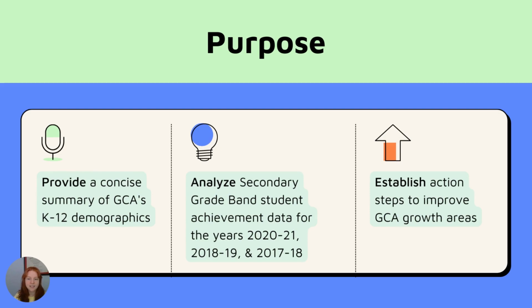So the purpose is I'm going to provide a concise summary of the Georgia Cyber demographics, K through 12. I will analyze the secondary grade band student achievement data, specifically with the EOC in the years 2020 to 2021, 2018 to 2019, and 2017 to 2018. The purpose of this is also to establish action steps to improve GCA growth areas.